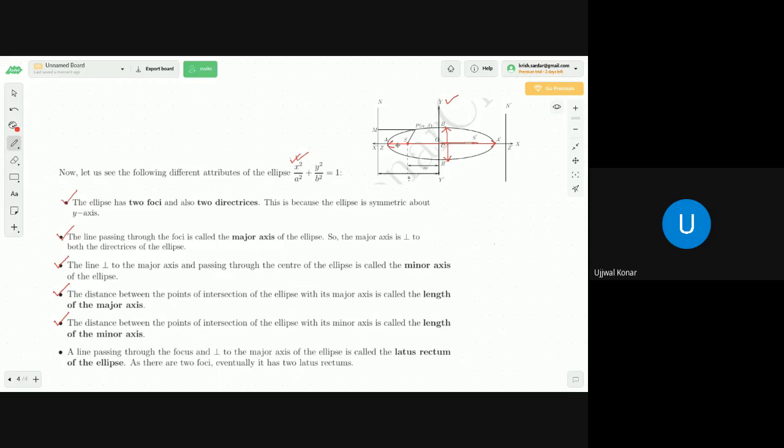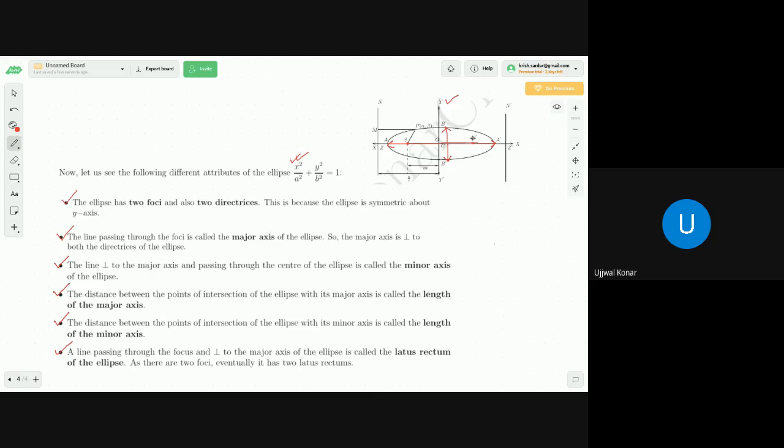And a line passing through the focus and perpendicular to the major axis. I repeat, a line passing through the focus and perpendicular to the major axis of the ellipse is called the latus rectum of the ellipse. As there are two foci, so eventually there are two latus rectums.